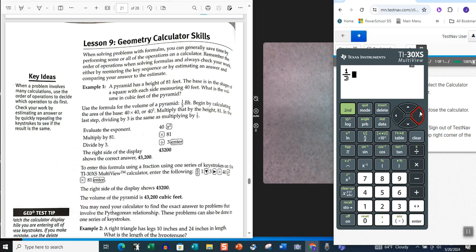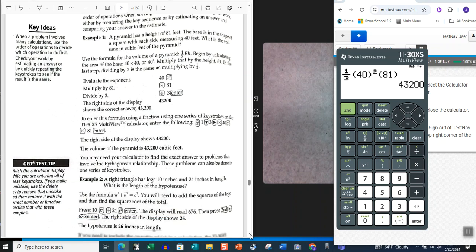So that's our 1/3. Then you could put it in parentheses, because I usually have you all put the values in parentheses. So you'll type in 40, close your parenthesis, and hit the X squared key. Now open your parenthesis, and the last value would be the 81, which is your height, and we know the 40 was your base, and we'll press enter. So it's 43,200, and that's 43,200 cubic feet.